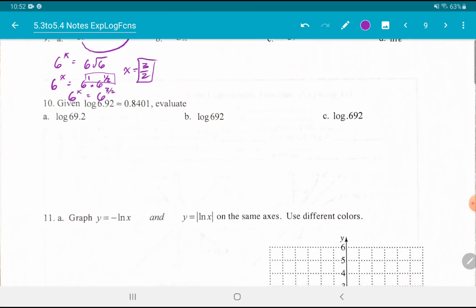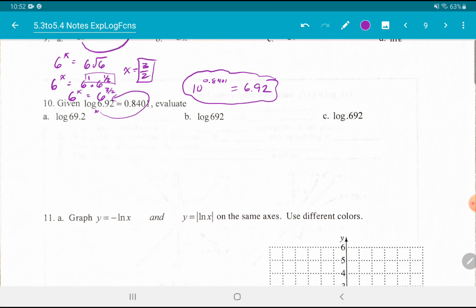Number 10. This one we're not allowed to use a calculator, but what we do see is that log of 6.92 is about equal to 0.8401. What does that mean? Well, if we have a base 10, technically it's the same thing as saying 10 to the power of 0.8401 is equal to 6.92. That's just something very helpful to keep in mind as we're solving the next 3 situations.